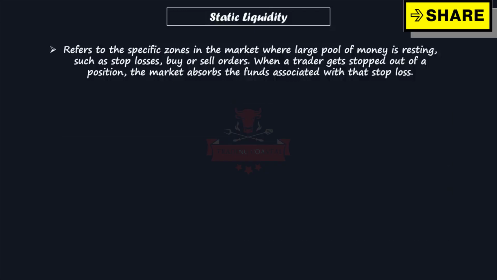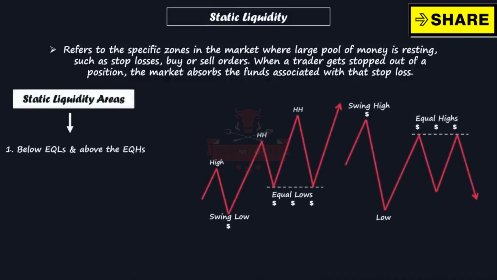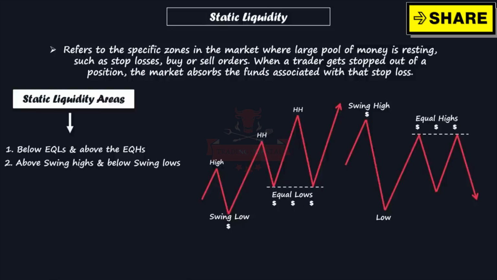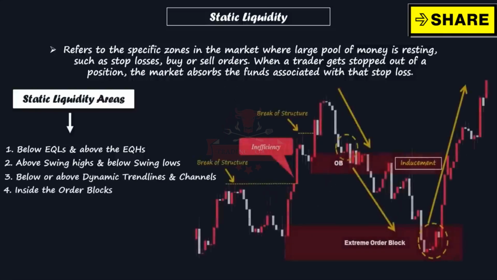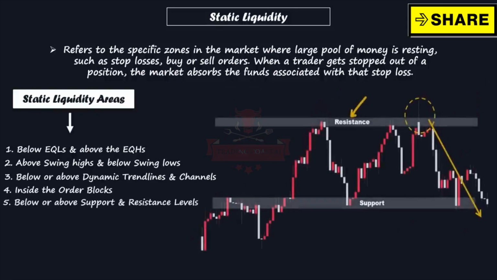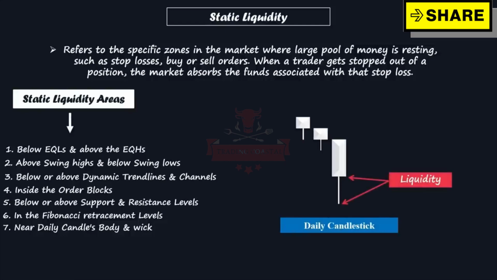momentum. Static liquidity can be identified in various areas on the price chart like below equal lows and above the equal highs, above the swing highs and below the swing lows, below or above the dynamic trend lines and channels, inside the order blocks, below or above the support and resistance levels, in the Fibonacci retracement levels, near the daily candle's body and wick. Having a solid grasp of static liquidity zones reveals their profound impact on market price direction. Neglecting them can lead to substantial losses.